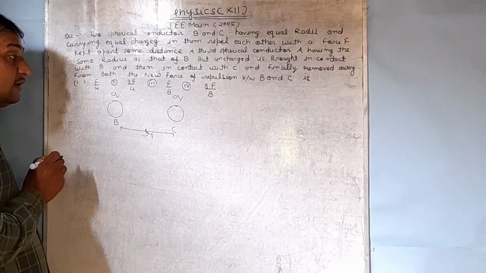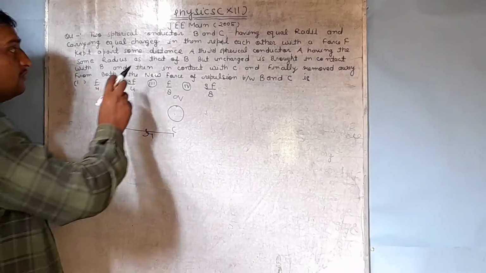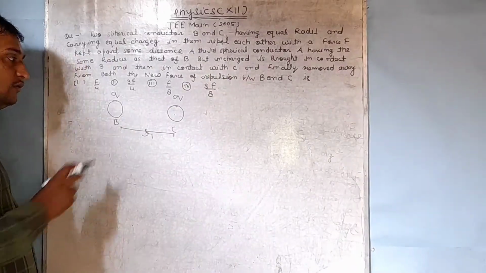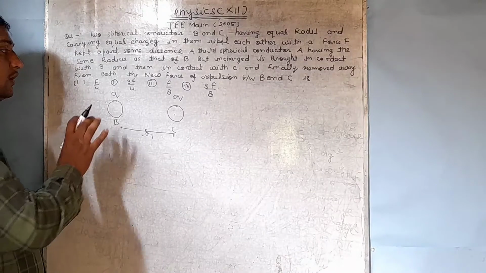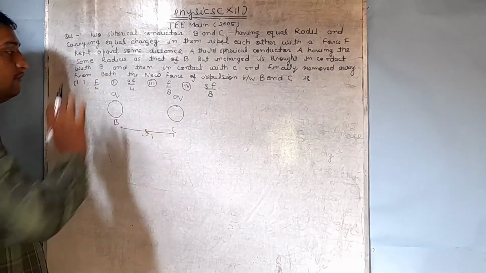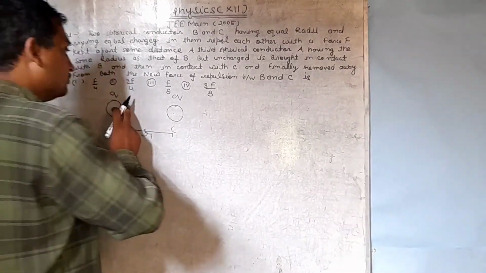Why will we neglect their radii? Because the electrostatic force of repulsion would be affected by the induction effect. So in any type of question we are solving, we have to neglect their radii. So we have two charges Q and Q.